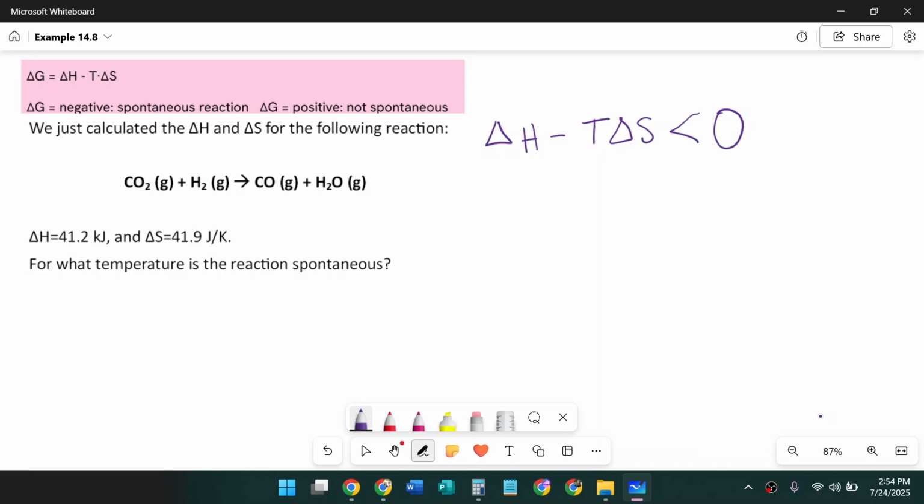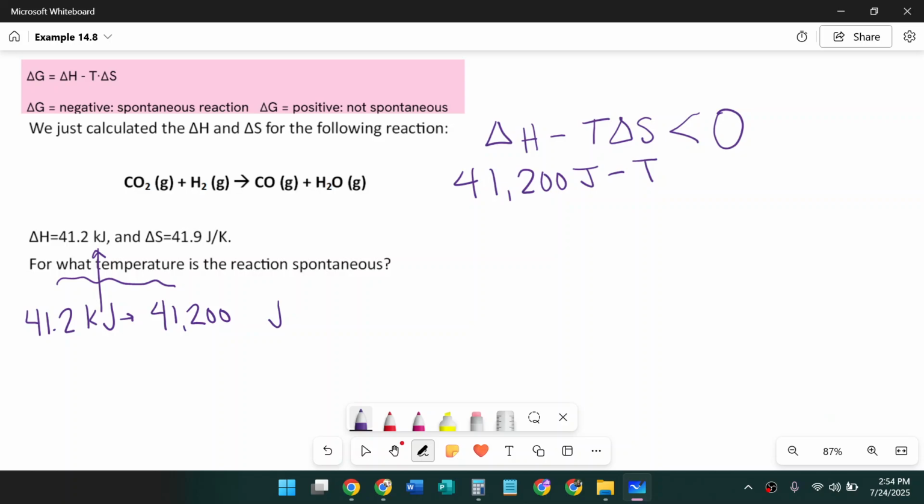All right, so let's just plug in our numbers. So again, this number has to change. So we're going to convert 41.2 kilojoules to just joules. We did this in the last video, so I'm just going to copy it over. So we have 41,200 joules minus T. We can't plug a number in because that's what we're trying to find. We're trying to find what temperature. And then our delta S is 41.9 joules per Kelvin, and that has to be less than 0.